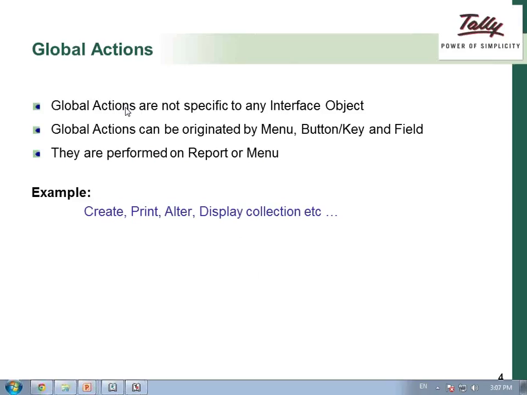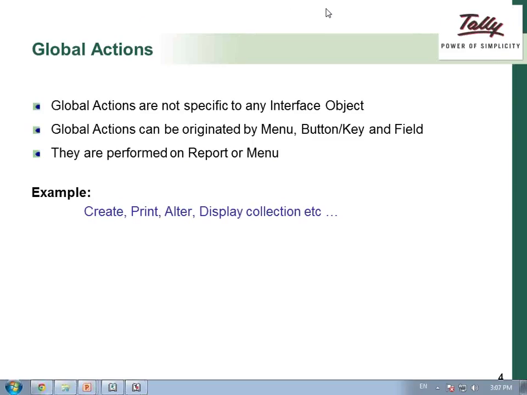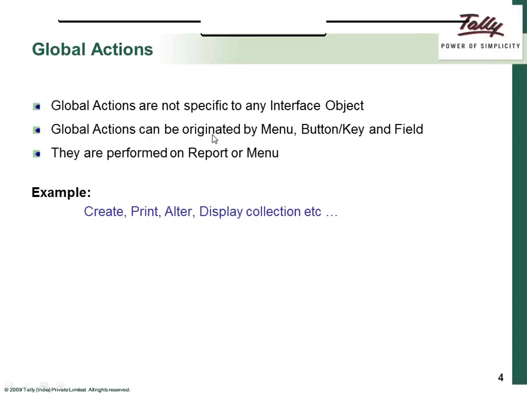The global actions can be originated from a menu, which we have already seen. Didn't we see that we have a display menu? Yes or no? Didn't we have that yesterday? So yesterday we saw that based on the menu we could execute an action called display. Then we also discussed a display action from a button when we were discussing the button chapter. And field is what we are yet pending to do, which we'll be doing shortly.